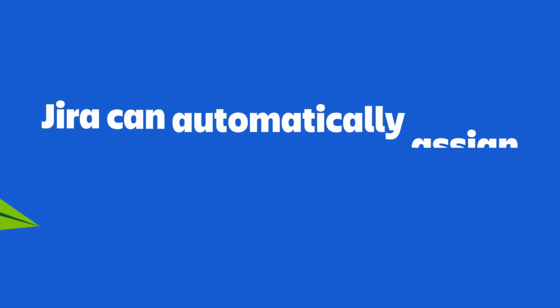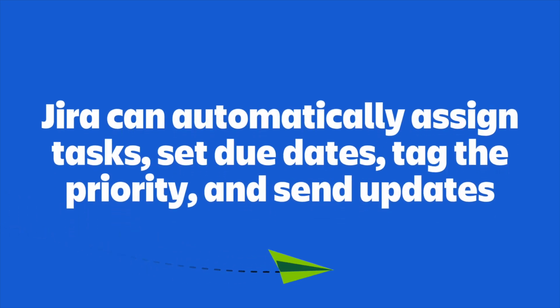On top of that, automations handle all the busy work for you. For example, when a request comes in, Jira can automatically assign it to the right person, set a due date, tag their priority, and even send updates. No manual sorting needed. This means you spend less time triaging and more time getting things done.